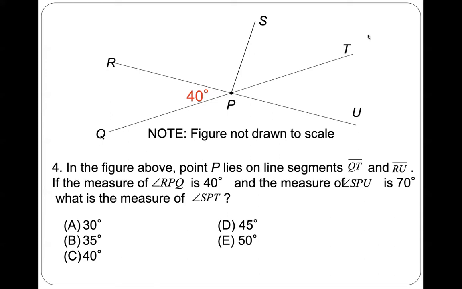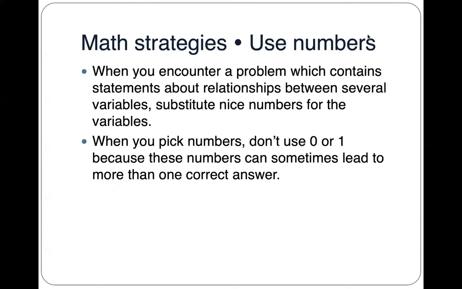So of course, draw on your test booklet. I would fill in the 40 degrees in the appropriate spots. Vertical angles are congruent. I'd fill that in as well. And then it says that angle SPU is 70 from there all the way up. So therefore, we would answer 30 degrees.